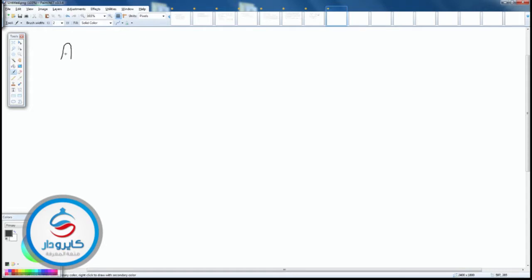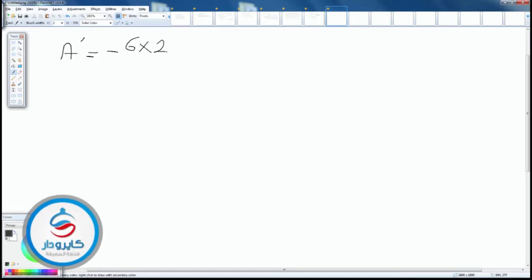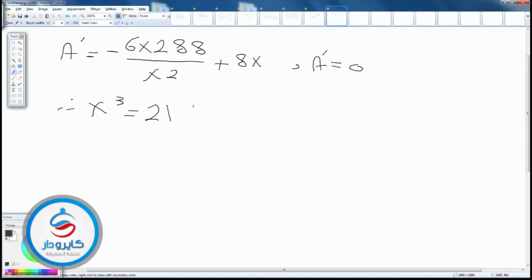First derivative of area equals negative 6 by 288 over x squared plus 8x. When A dash equals 0, therefore, x cubed equals 216. Therefore, x equals 6.